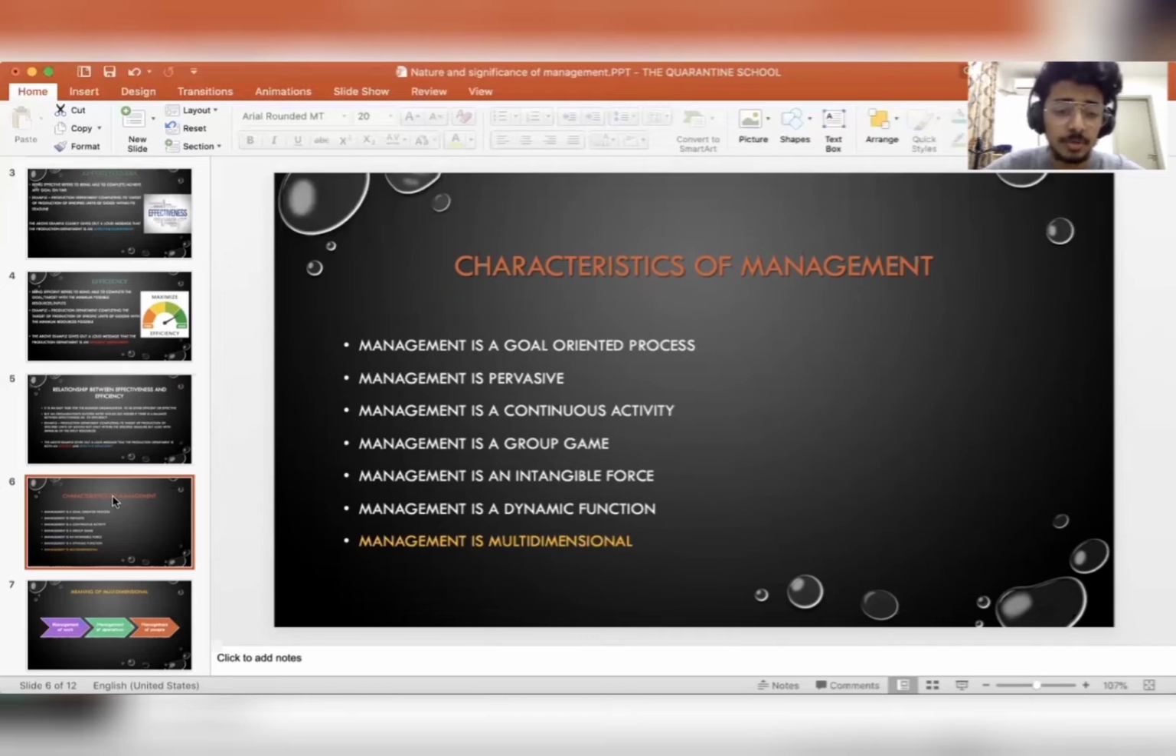So, moving on to the fourth point, management is a group game. There are several levels of managers in an organization. There's not only a single manager, there are many managers. So, this clearly specifies our fourth point, management is a group game. The entire group plays the role together, all the levels, and hence the organization is able to achieve its goals. This point is interlinked with the first point, that is, management is a goal oriented process.